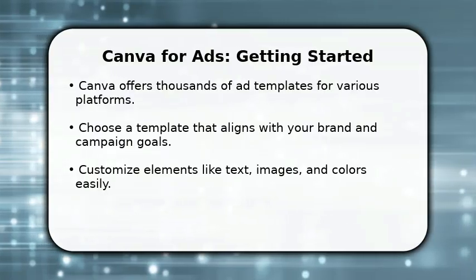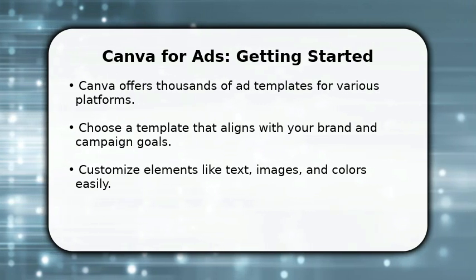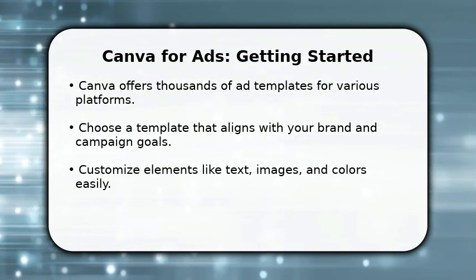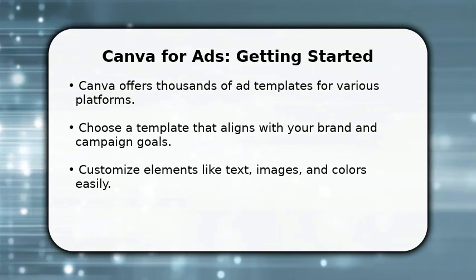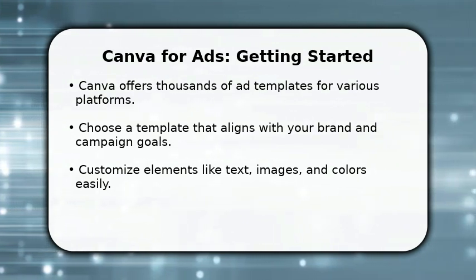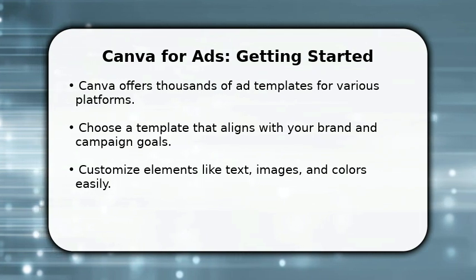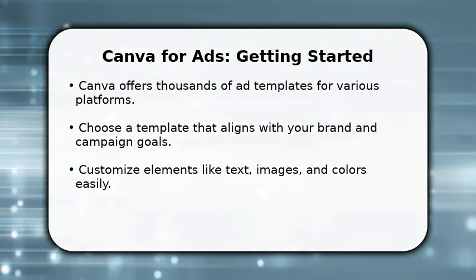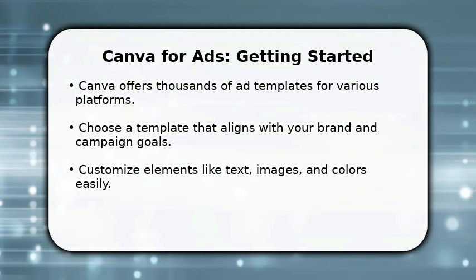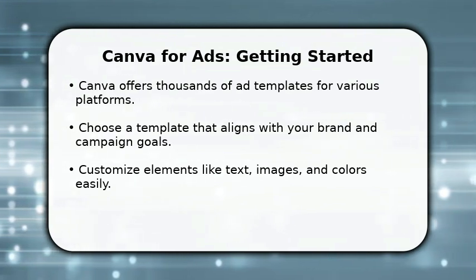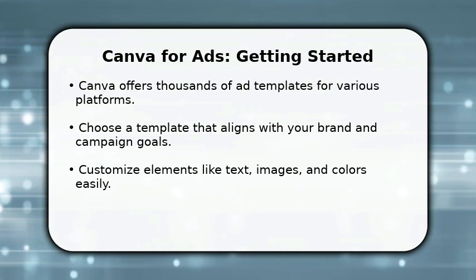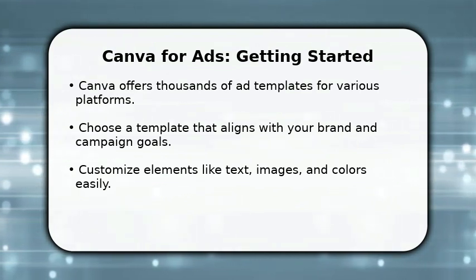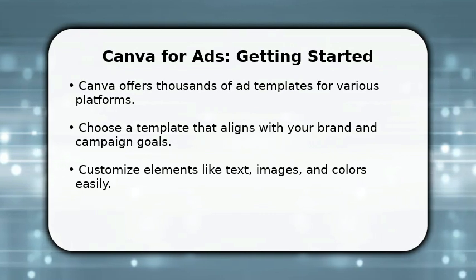In this video, I will explain how to use Canva for ads. First, navigate to Canva's ad template library. You'll find thousands of options for platforms like Facebook, Instagram, and Google. Select a template that best suits your campaign's objective and your brand's aesthetic. Then, begin customizing by changing text, uploading your own images or videos, and adjusting colors to match your brand guidelines. This initial setup is crucial for a strong visual impact.